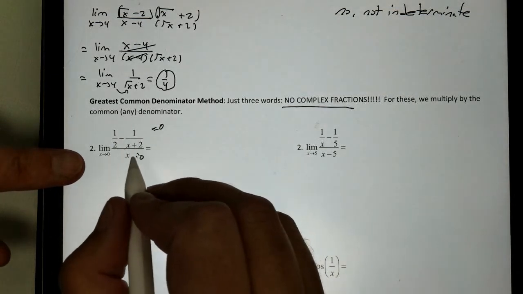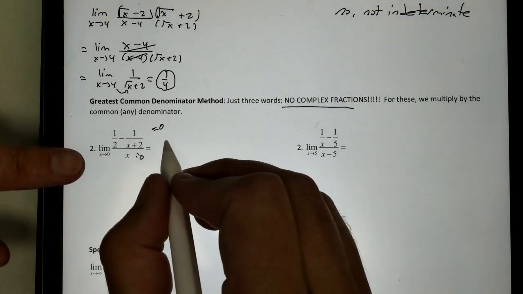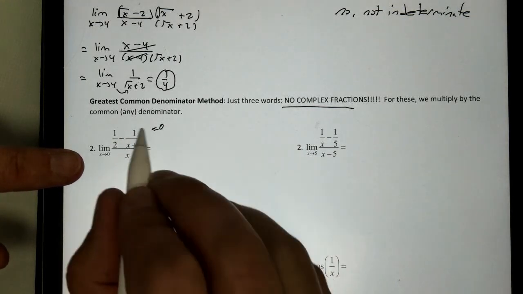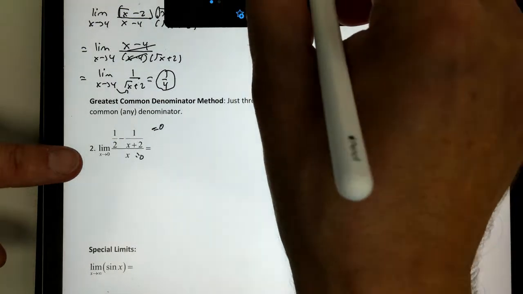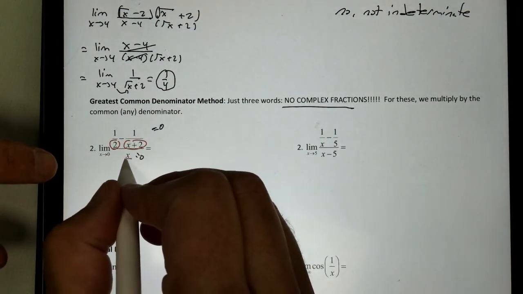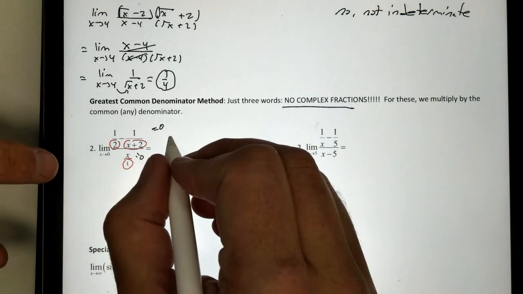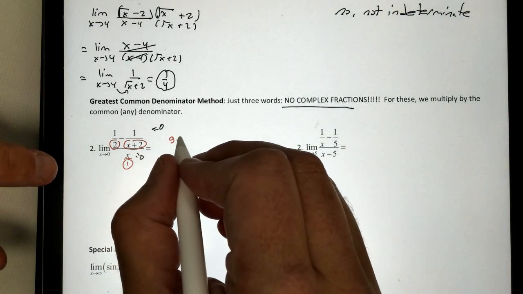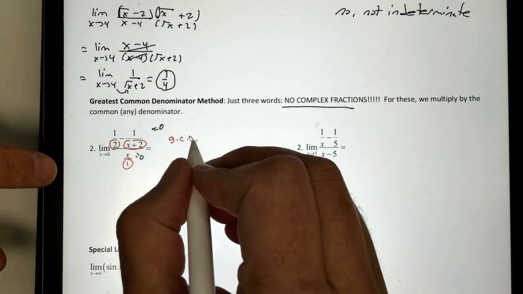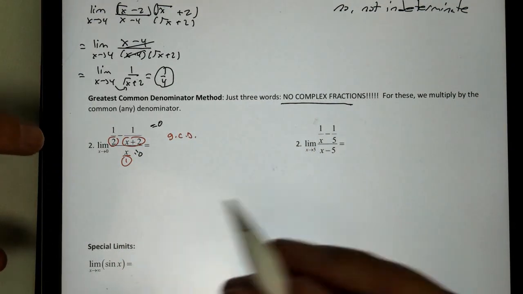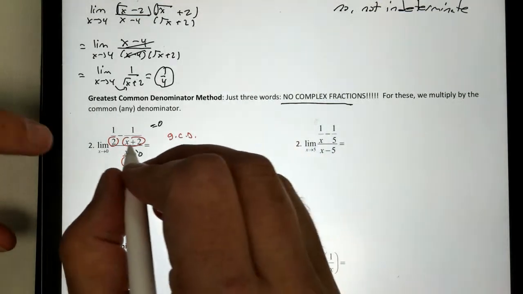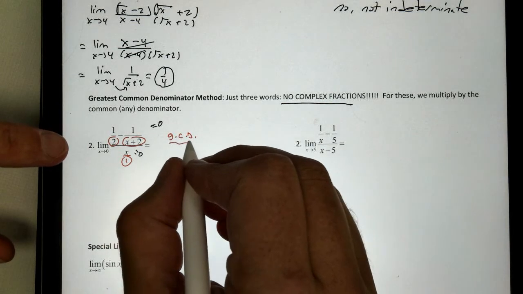So to do this one, we're going to multiply by the greatest common denominator. And to do that, we're going to look at all of the denominators. The 2, the x plus 2, down here there's a 1. And I'm going to multiply that. The GCD, the greatest common denominator. You might hear me say GCF method, greatest common factor method. And to get that, all we're going to do is multiply by everything there.